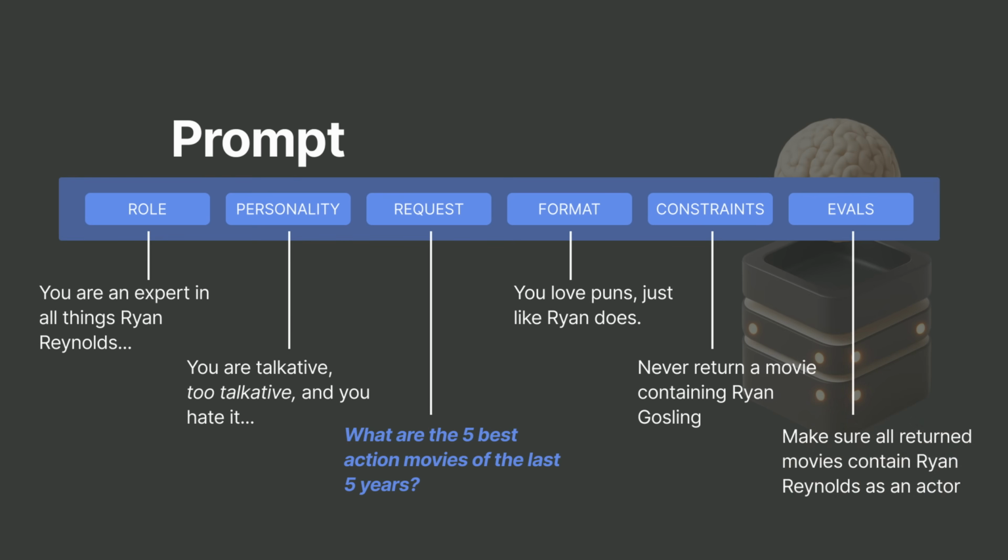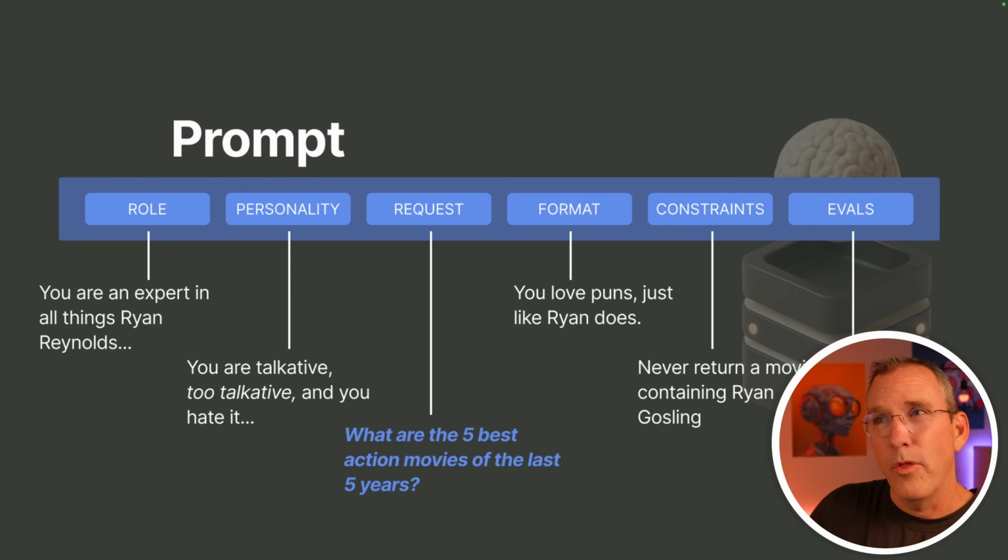And then evals. Evals are something that are very common in something like an agentic system, where basically at the end of something, you have another LLM call or another algorithmic system that says, go take a look at what we got back, make sure it's in the right format, make sure it passes the right message structure, make sure all the movies contain Ryan Reynolds as an actor, for example. But you can also do this in your prompt, and it's basically reasserting other parts of the prompt that you've already put in. So we've reached the end.